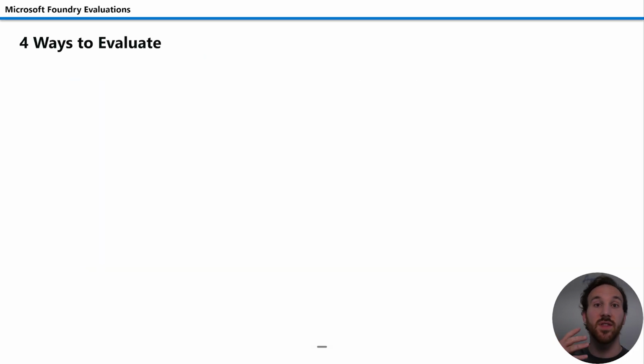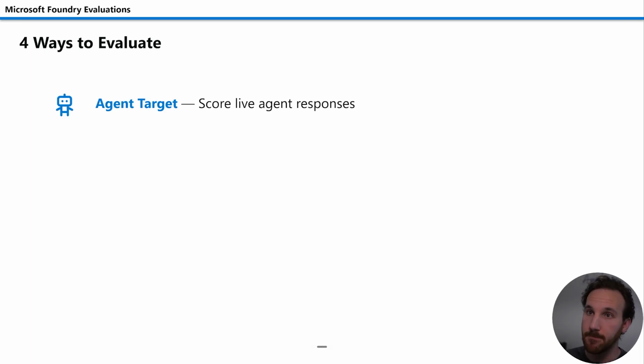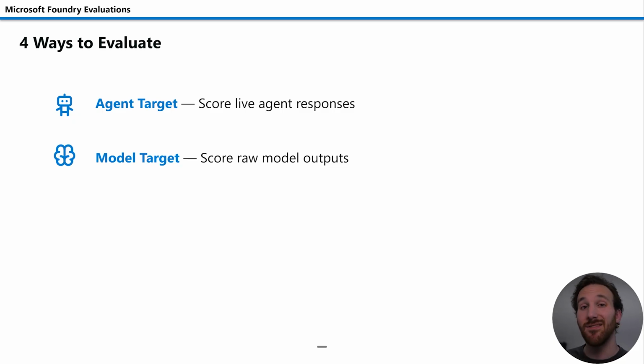Now there's four different things you can evaluate when it comes to evaluating AI solutions in Microsoft Foundry. There's agent target. So you can evaluate an agent, see how well the agent is working with its tools, its knowledge base, everything that's connected to it, including its instructions. You might want to evaluate just a model. You deploy AI models and you want to see how well this model works. Should I be using a bigger model? Should I be using one that has fewer parameters, that might be faster? What's the best thing here?